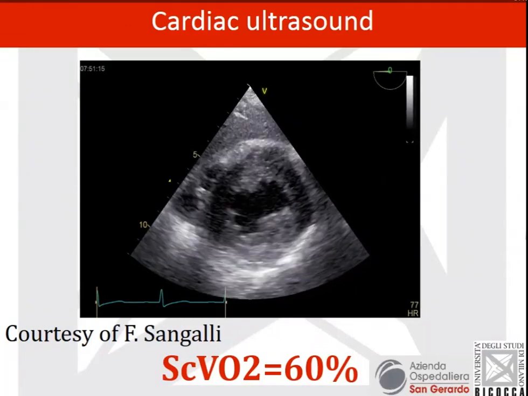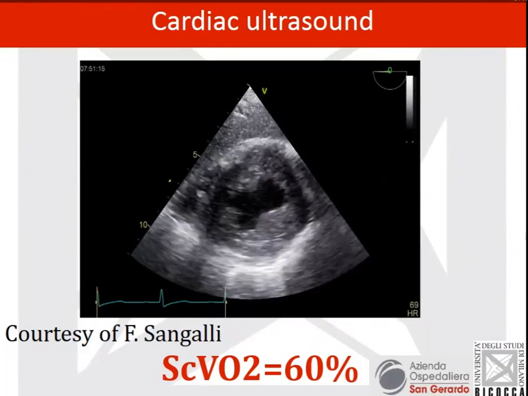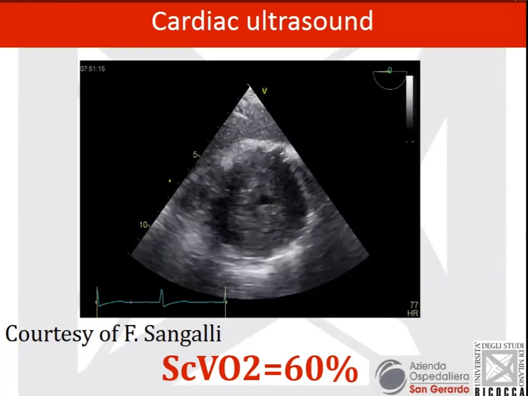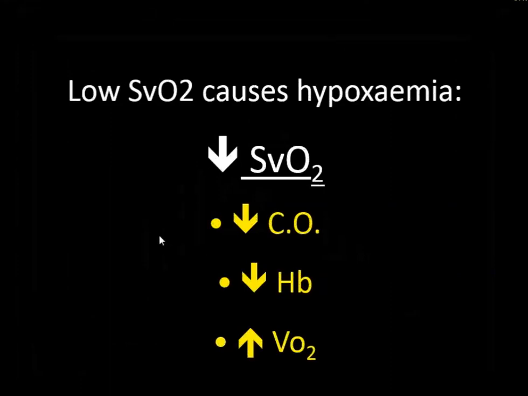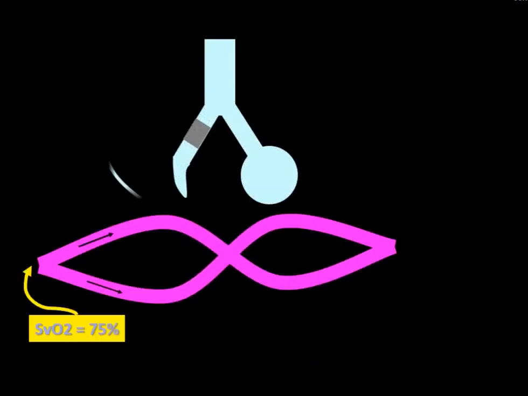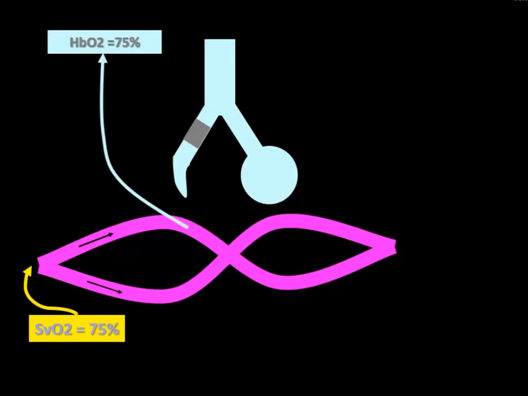So this is not good for the sepsis bundle, but it's not good for gas exchange either. Indeed, the low SvO2 also causes hypoxemia. We have to remember that one of the ingredients of arterial saturation is venous saturation. Look at this. We have a low SvO2 because of low cardiac output, low hemoglobin, or whatever reason. It doesn't really matter. If SvO2 is low, this is when SvO2 is normal.